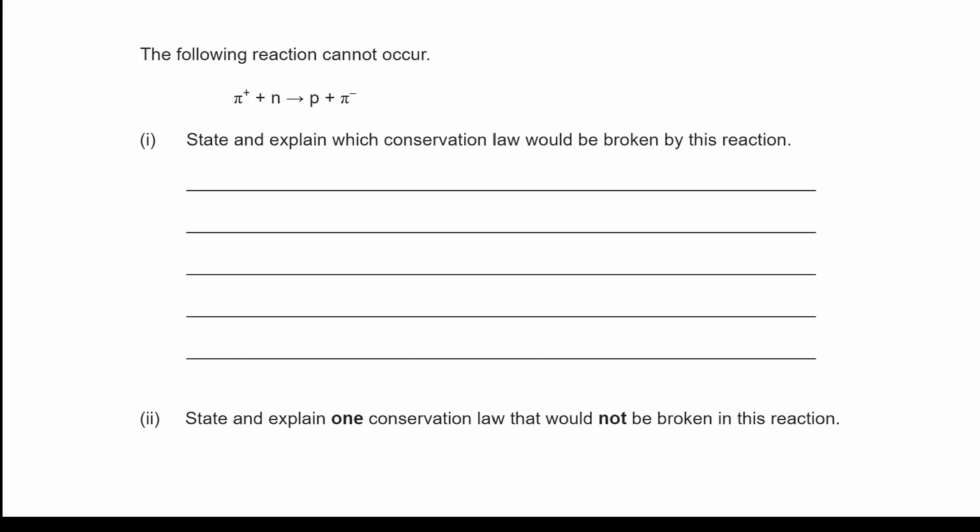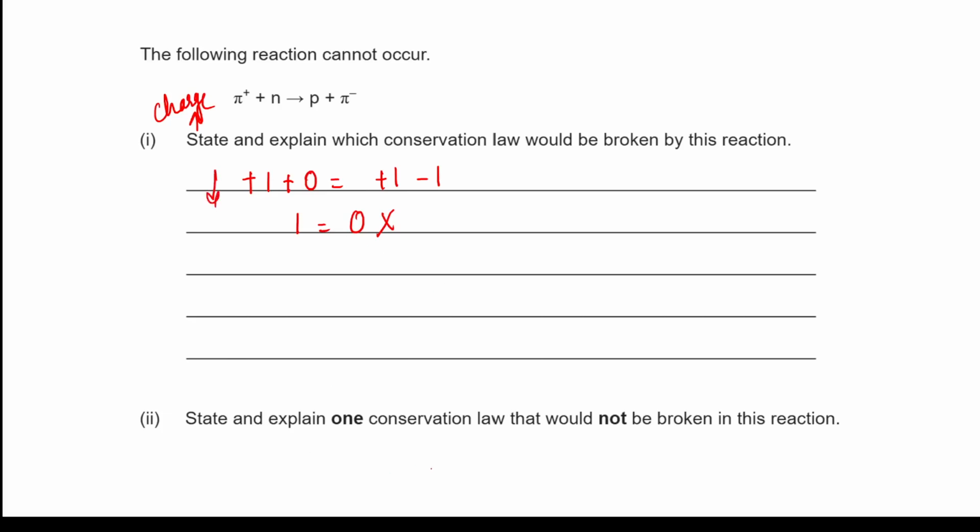I think it is pretty straightforward. I don't need to do anything else. The charge itself: +1, 0, plus 1 minus 1. So charge is not conserved. This is 1 equals 0, so that's not possible. So the statement is that charge is not conserved. Why? This is the explanation. The state part is charge, and this is the explanation part. I've explained why it's not conserved.